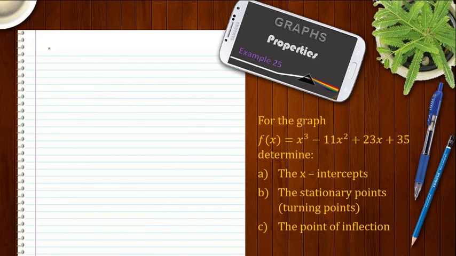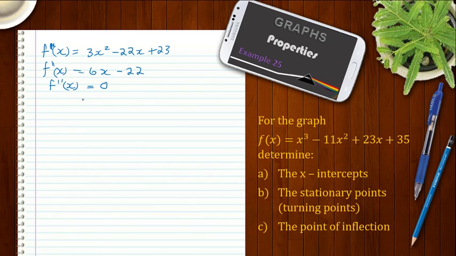we have to find the second derivative of our function. So we've got the second derivative, and we just erase the first derivative. Let's just get the first derivative again, because this is quite quick. So we have 3x squared minus 22x plus 23. And then to get the second derivative, it's 6x minus 22. Okay, and we want to take the second derivative and equal it to 0. That's how we get the point of inflection.